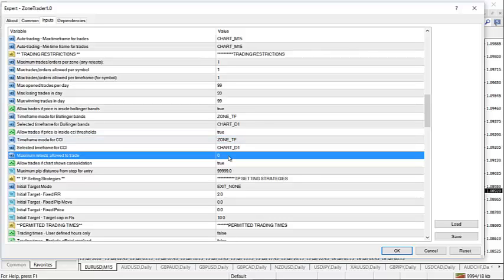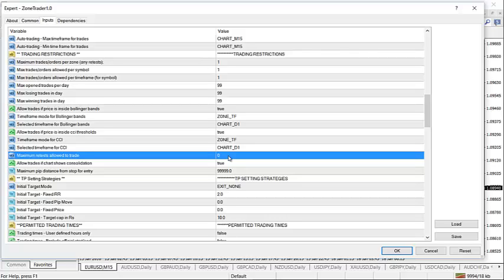Next one is the maximum retests allowed to trade. Now further up in the zone criteria, there's a maximum retest allowed to display a zone. The one I've just mentioned is actually used to determine whether zones appear in the chart in the first place, whereas this one is superimposed upon that first limitation and determines whether you can actually trade against a zone.